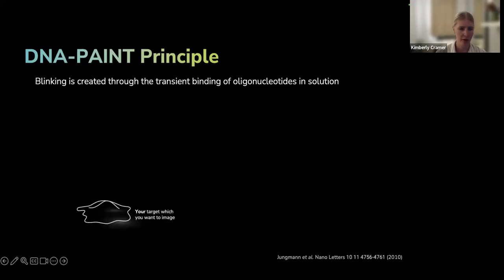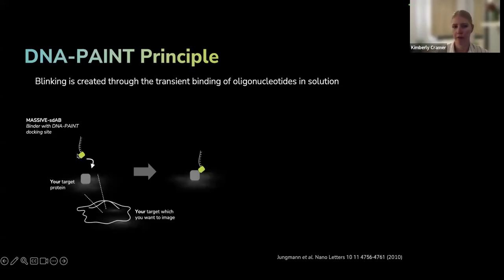So how does this work? You have a target which you want to image. For DNA paint, you need to use immunofluorescence. So let's say you have your target protein and your binder. Here we're using a single domain antibody, which is also called a nanobody. And this nanobody here in green has an oligonucleotide conjugated to it. And this is called the DNA paint docking strand.